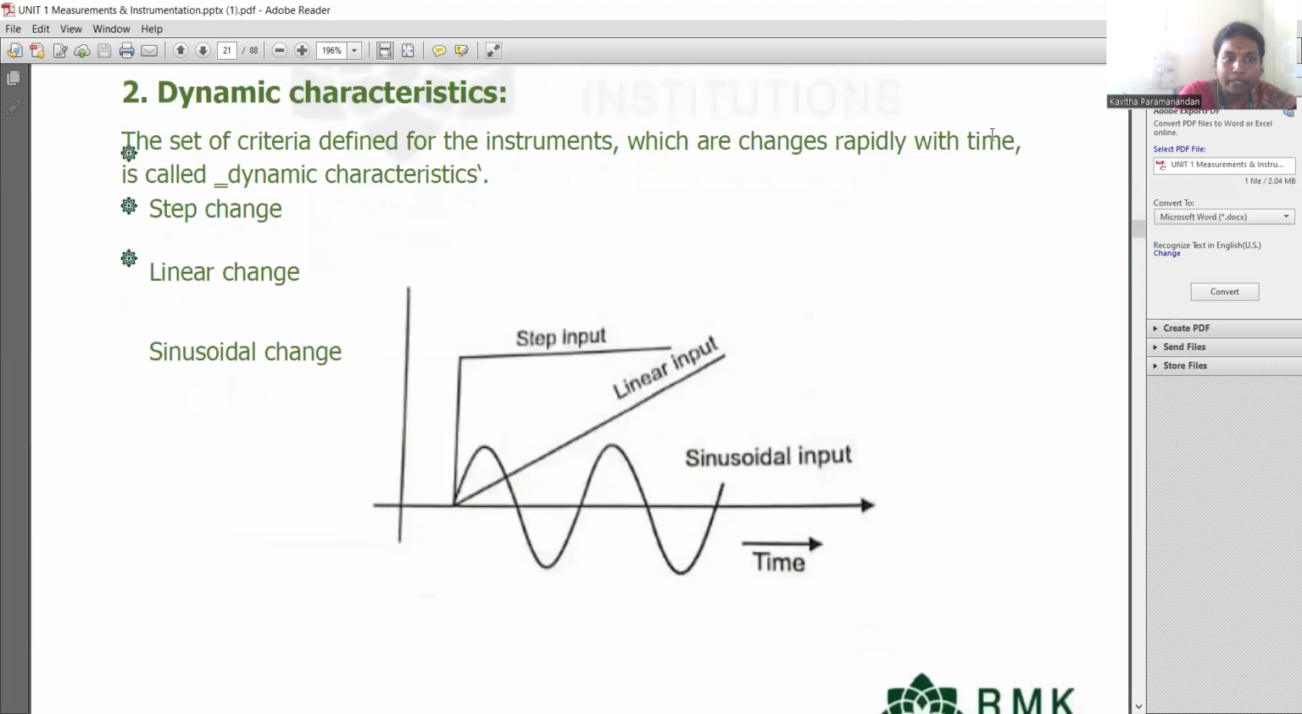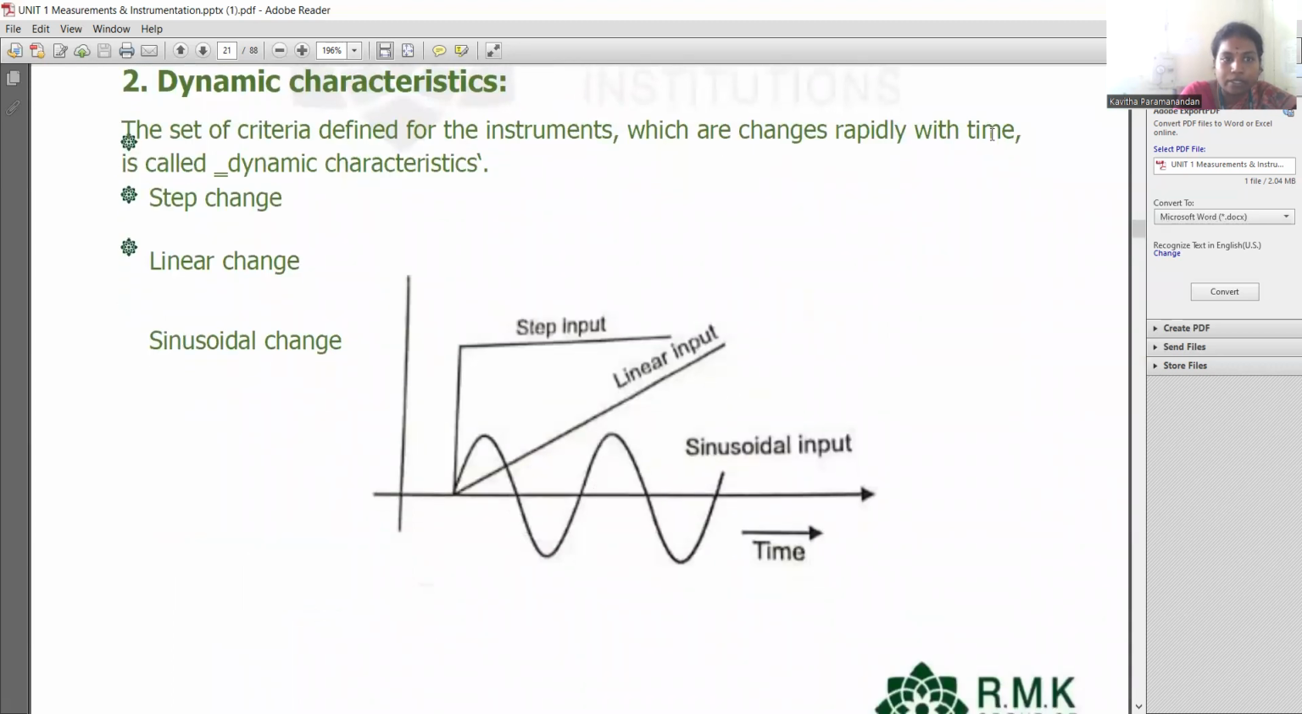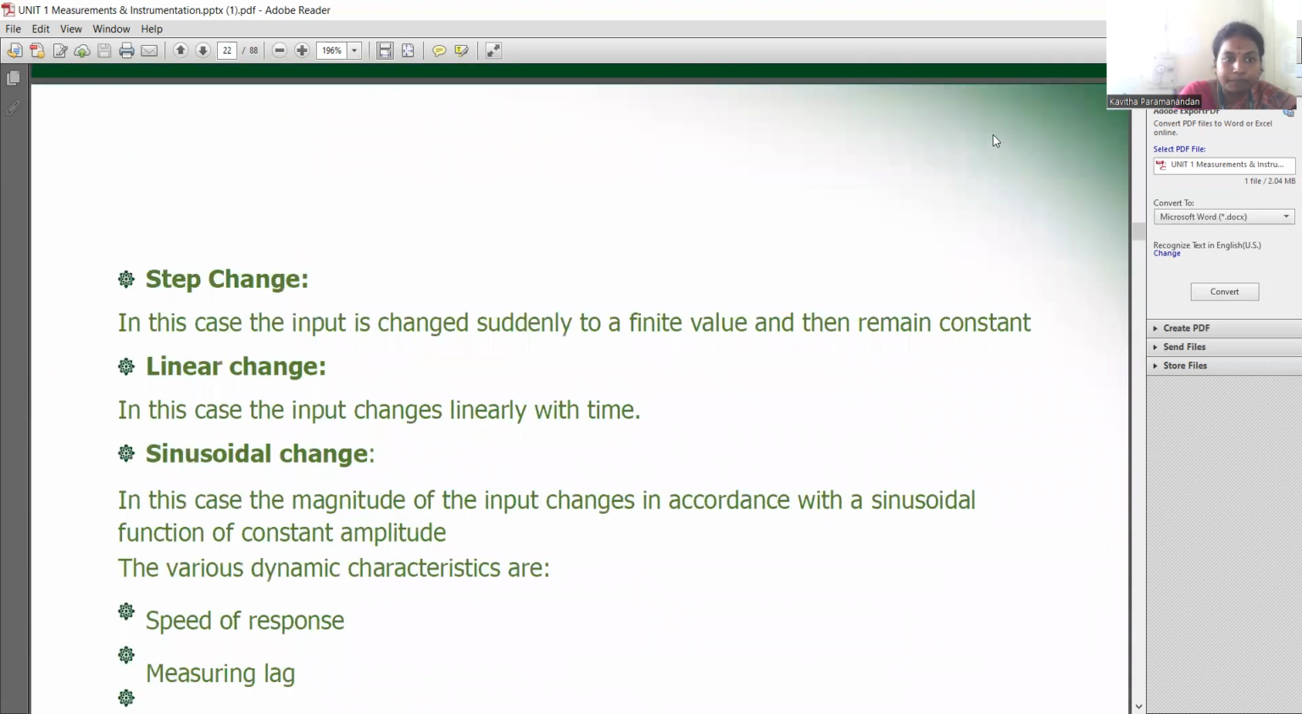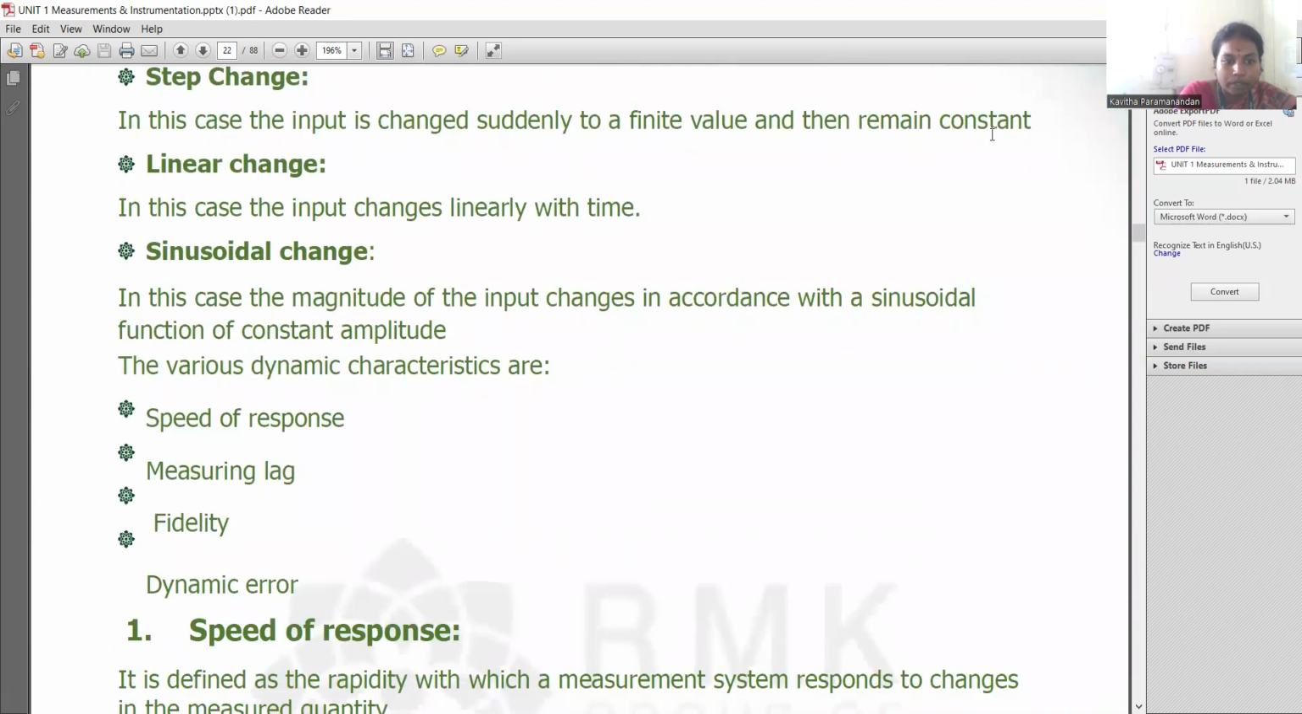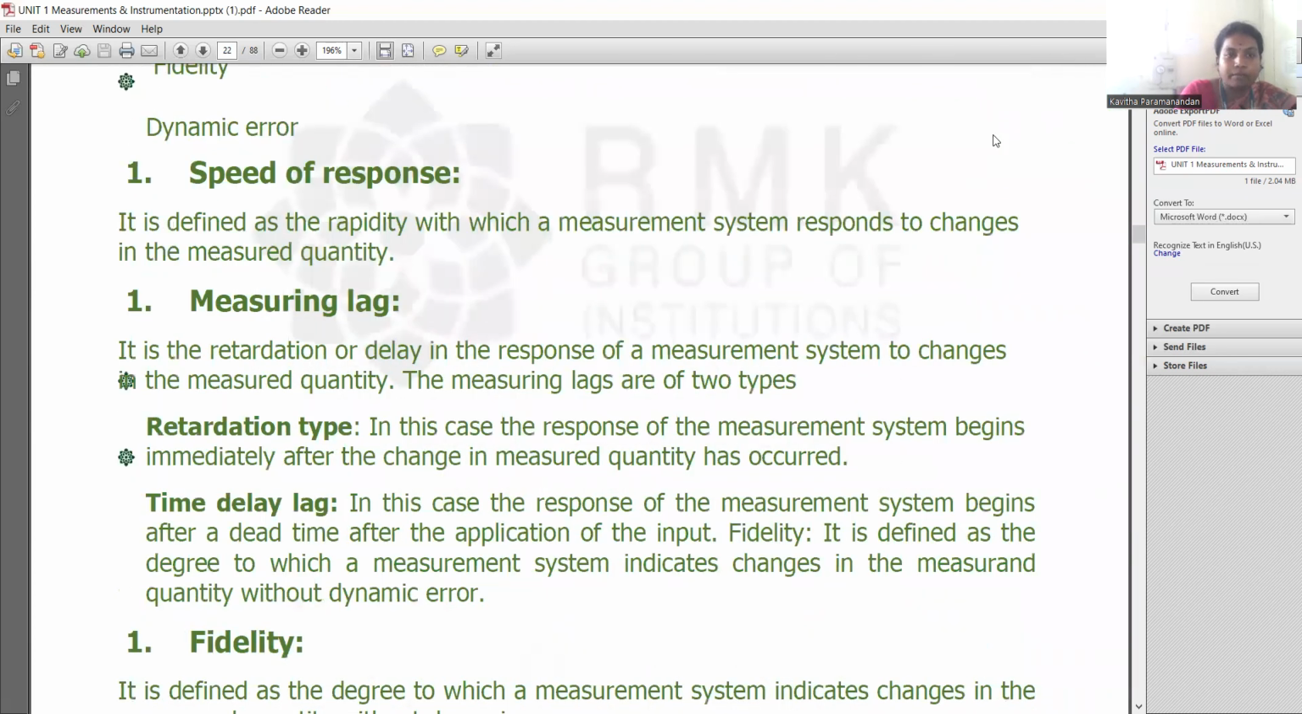Next, moving on to the dynamic characteristics. In case of dynamic characteristics, we have the speed of response. For example, in case of measuring the speed of a motor, the speed is going to keep on continuously changing. When we increase the load, there is going to be a drop in the speed. In those cases, those instruments need to have the ability to immediately respond to the changes. How quickly the instrument has the ability to respond to the changes is called the speed of response.